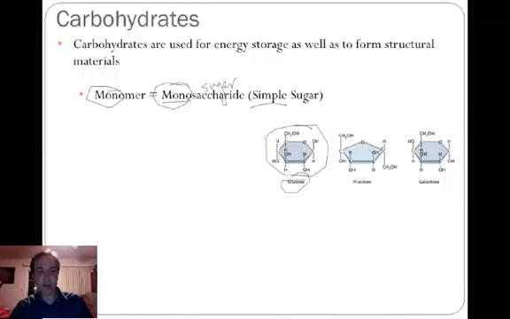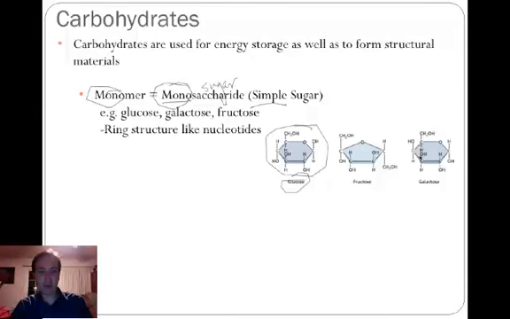Notice that all of the monomers here, we have three different monomers, three different carbohydrates or monosaccharides: glucose, fructose, and galactose. All three have ring shapes, okay, ring structure, just like nucleotides, only nucleotides had a nitrogen. These guys do not have a nitrogen. They're only made up of carbon, hydrogen, and oxygen, so no nitrogen.